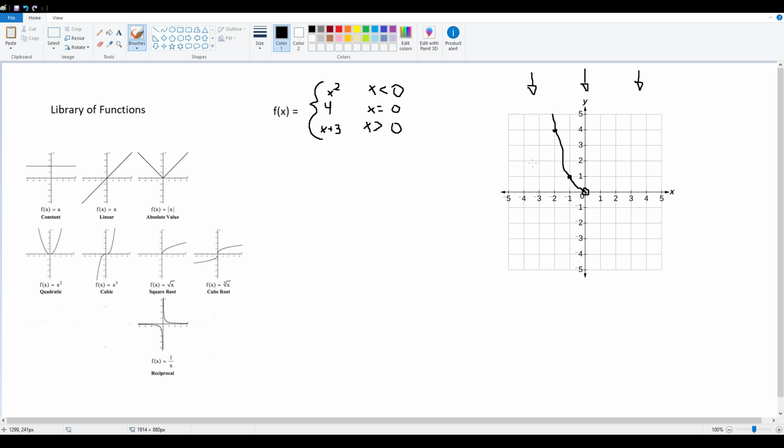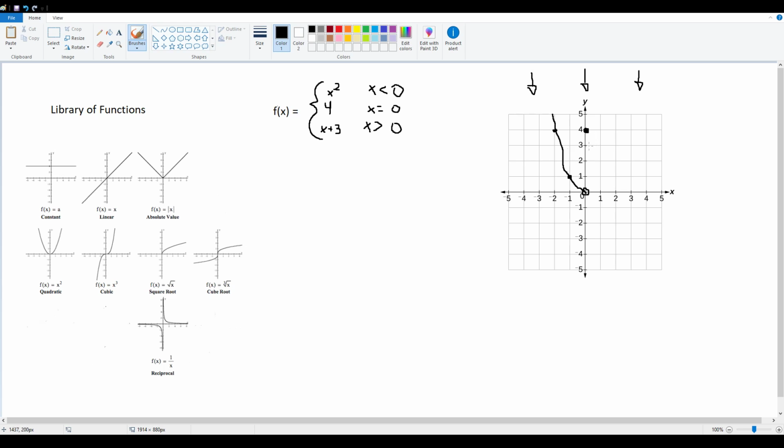Put the open circle because that function is only for when x is less than 0, so it cannot equal 0. Now, where x does equal 0 is when y equals 4. So you go to 0, and then you go to 4, and then there it is. Alright.